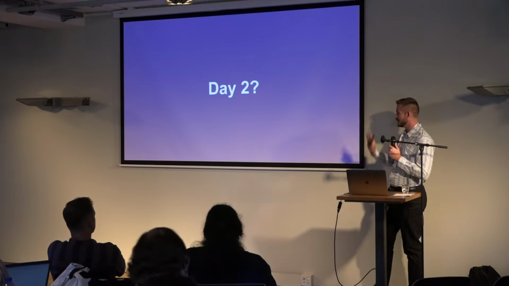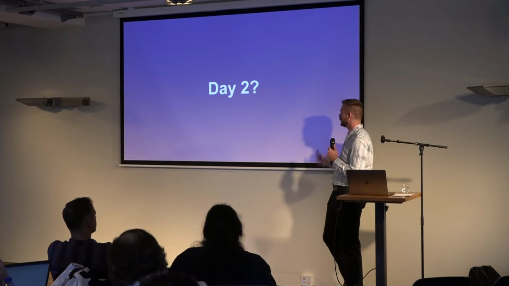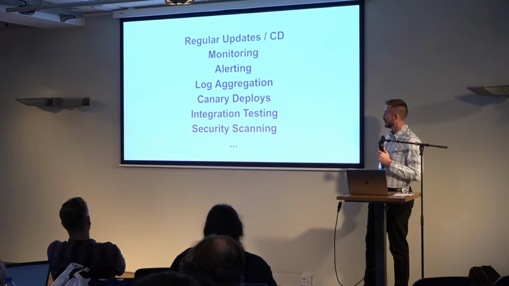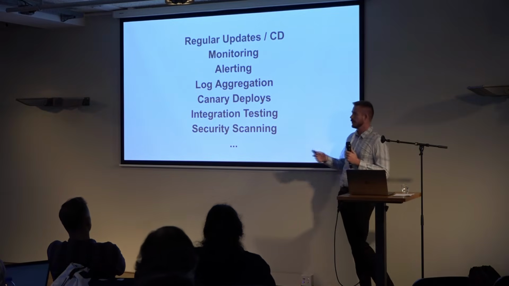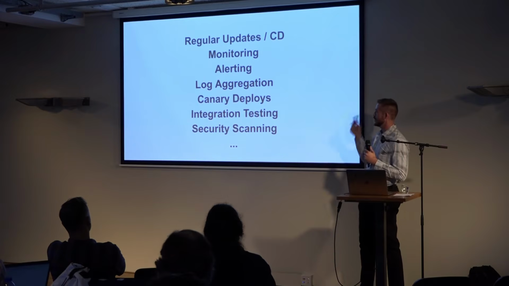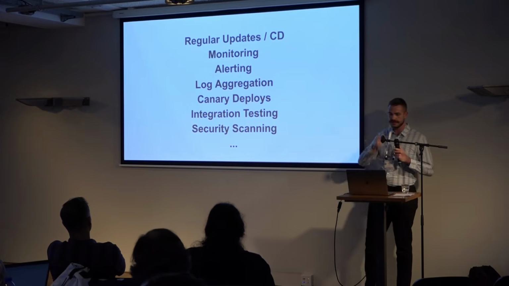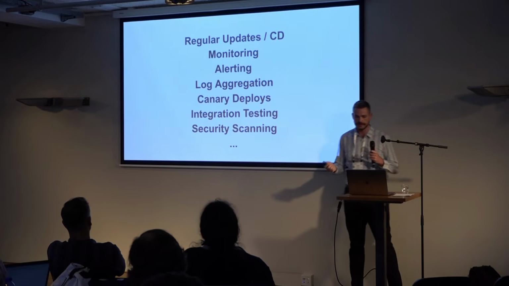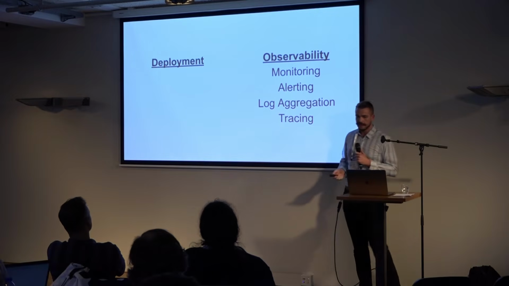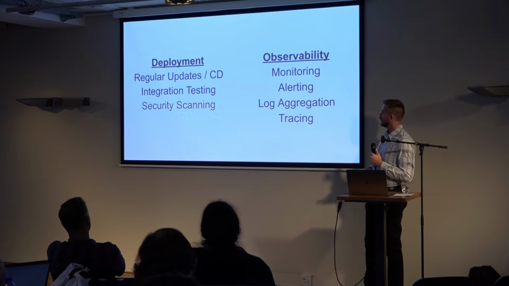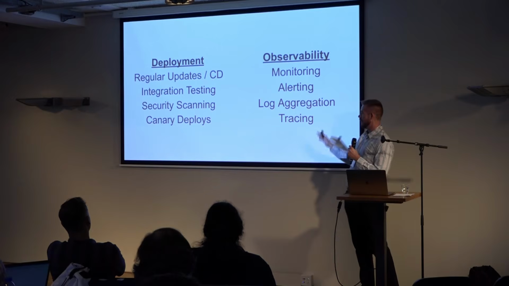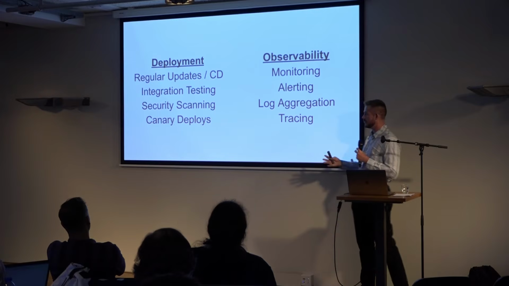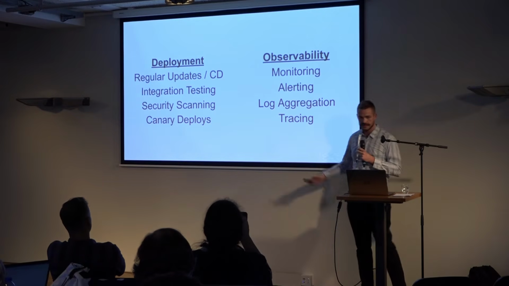I want to pause here because we have said the word day 2 a bunch of times so far and haven't really defined it. So in my mind, and I'm sure there are extensions to this, day 2 is all the things that you would do when you deploy your own application. Regular updates, monitoring, alerting, logging, canary deploys, security scanning, all this stuff. When you ship your own first-party code, you want to be able to do this stuff when you ship other people's code too. It falls into 2 categories here. There's the observability side, which is more about customizing the manifest, but the deployment side and doing regular updates and continuous delivery is what we want to focus on today.